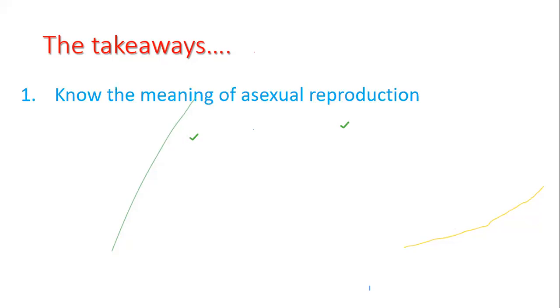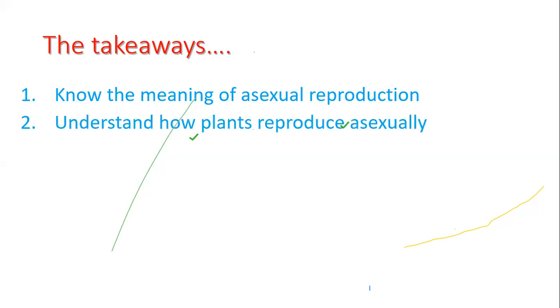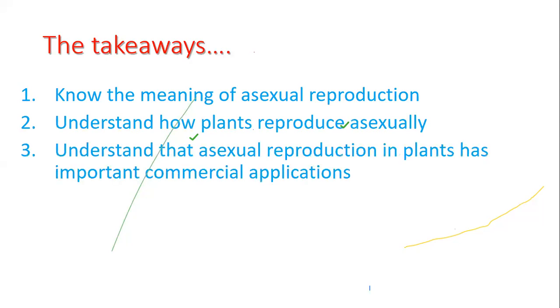So number 1 is that we must know the meaning of asexual reproduction. Okay? If we finish the lesson and you don't know that, that means that you haven't benefited. Then 2, understand how plants reproduce asexually. And then lastly, also understand that asexual reproduction in plants has important commercial applications.